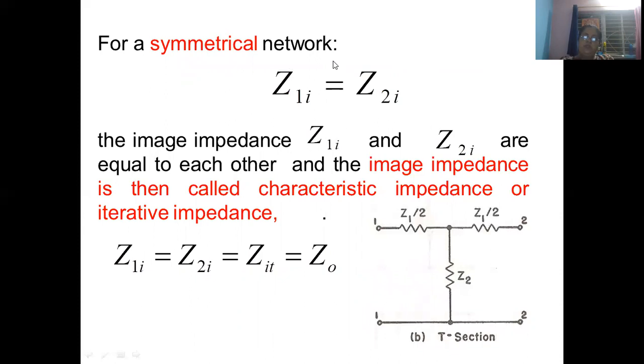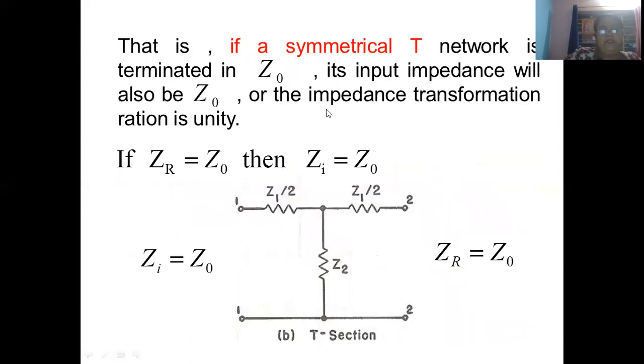Now for a symmetrical network, this is the image impedance. For an asymmetrical network, we have considered two types of impedances: one is image and the other is iterative. The image impedances Z1i and Z2i are equal to each other, and the image impedance is then called the characteristic impedance. If the image terminating impedance and input impedance are equal, then the image impedance is converted into the characteristic impedance. In the symmetrical T network, where it is terminated in Z0, its input impedance will also be Z0.